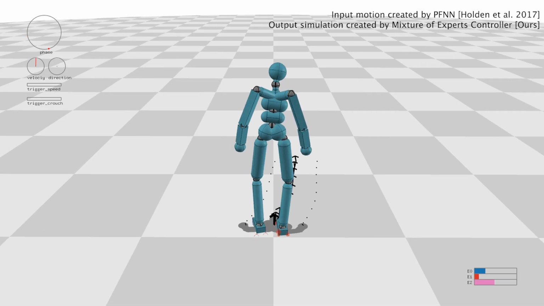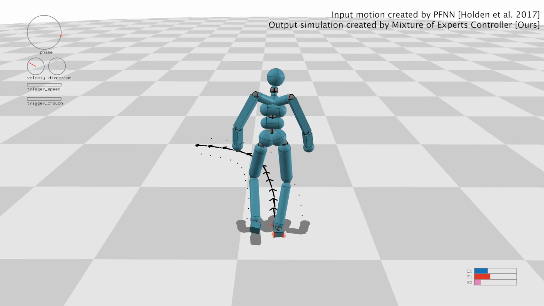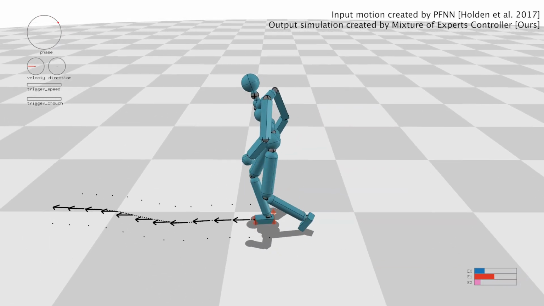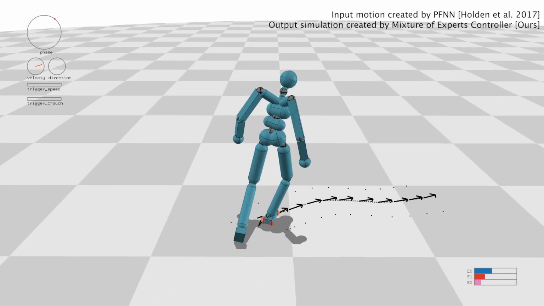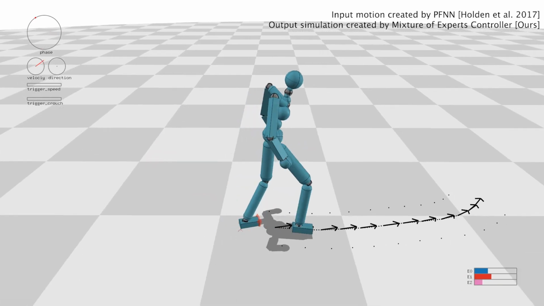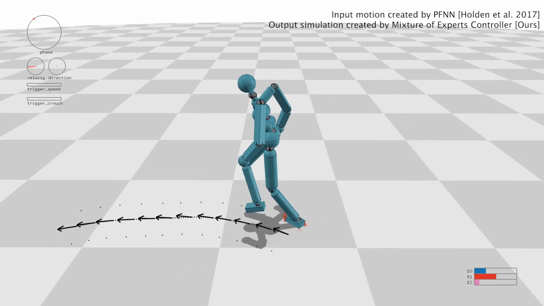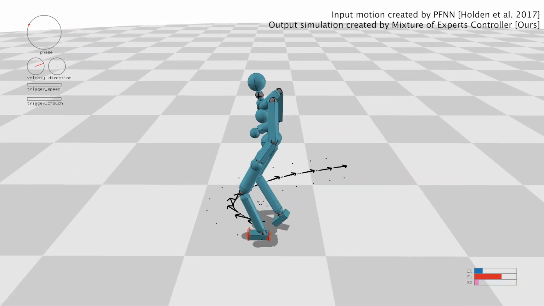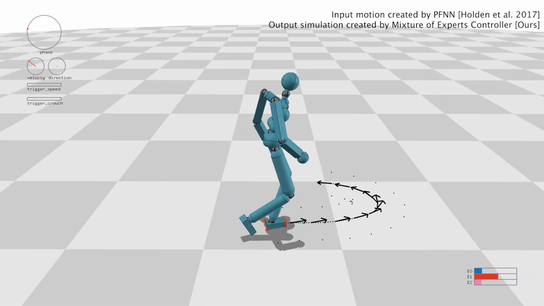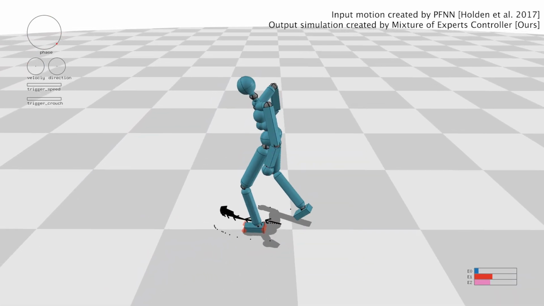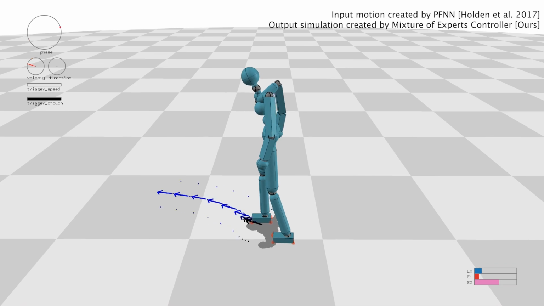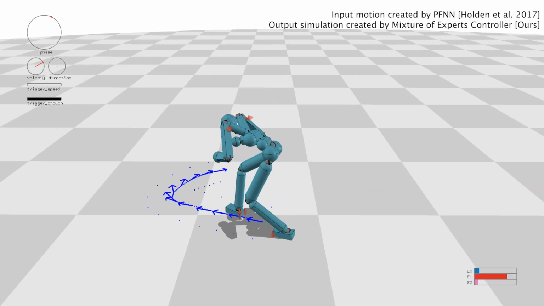To show the generality of our approach, we built a system using one of the existing state-of-the-art kinematic controllers, a phase function neural network motion controller. 2 hours of reference motion were generated from the PFNN, and the motions were divided into 3 clusters representing standing, crouching, and a mix of walking and running. We learned a controller by combining the 3 experts.